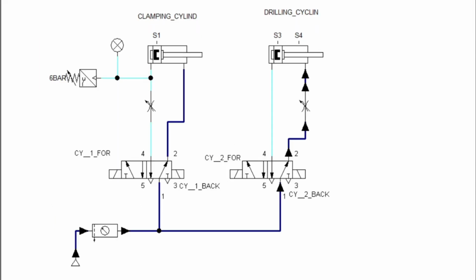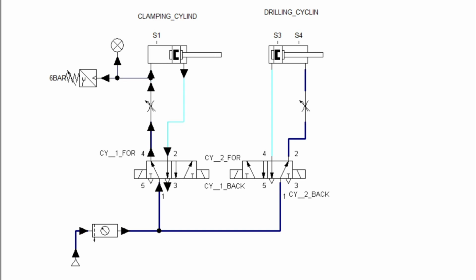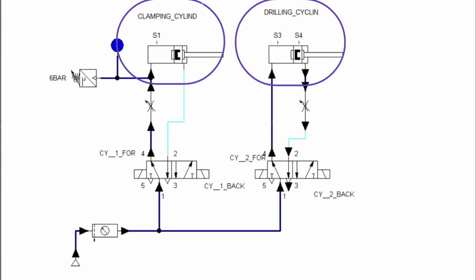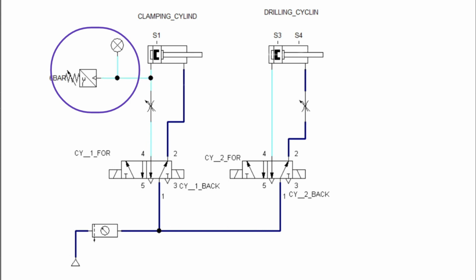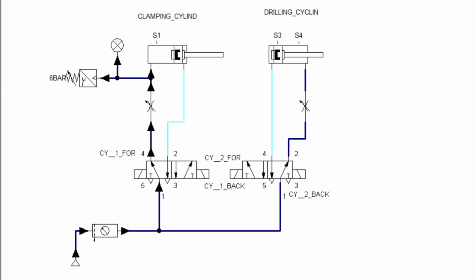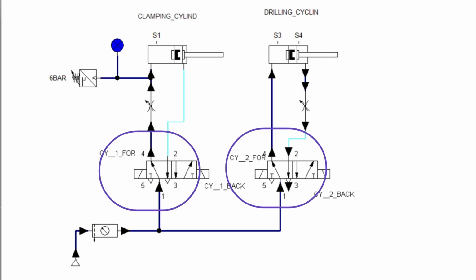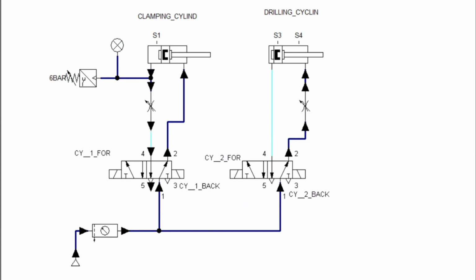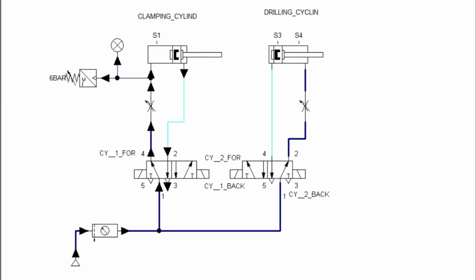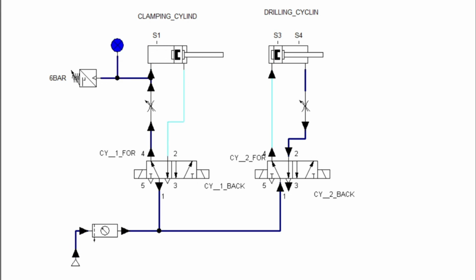Here this is the pneumatic circuit. Here you can see the clamping cylinder and drilling cylinder. And here you can see the pressure switch and pressure indicator. And here you can see the two 5/2-way directional control valves, solenoid activated directional control valves. Then the S1 sensor is used to detect the clamping cylinder retract back position. And S2 and S3 reed switches are used to detect the end positions of the drilling cylinder.